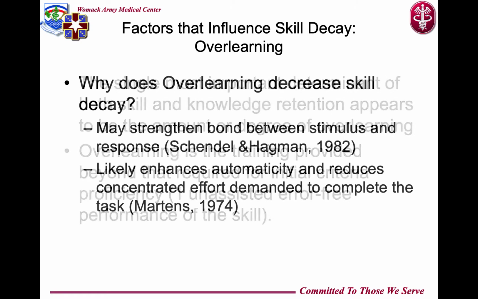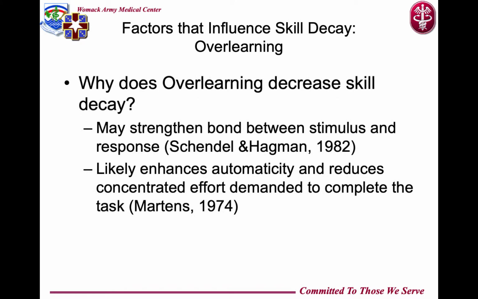So how does overlearning work? Overlearning may strengthen the bonds between stimulus and response, decreasing the likelihood that the response will decay or be forgotten. The iterations of practice likely enhance automaticity and subsequently reduce the amount of concentrated effort demanded by the trainee. Finally, overlearning gives the trainee more confidence in his or her performance and decreases factors such as stress and anxiety that often hamper the performance during retention tests.